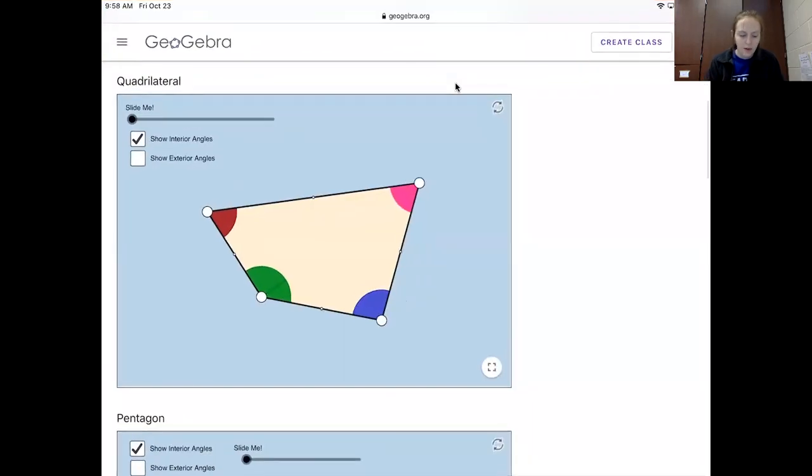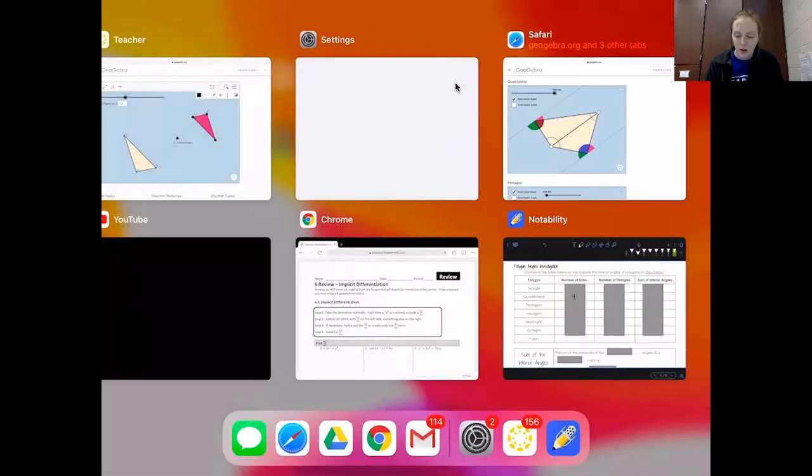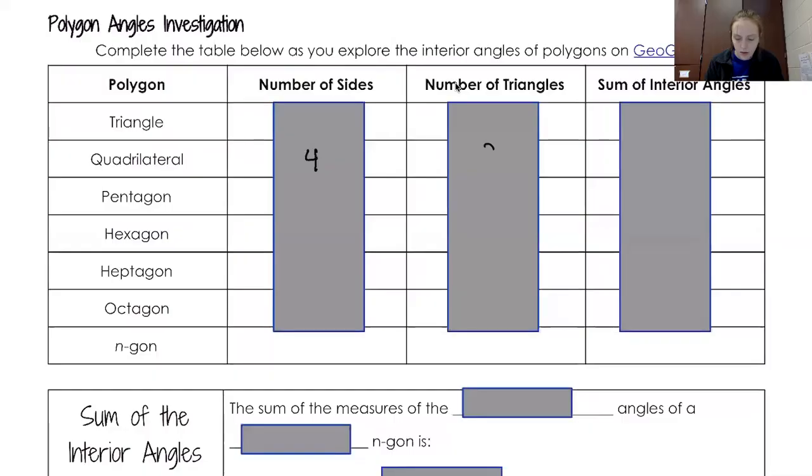Next is the number of triangles created. So if I slide this slider, it says show the interior angles. You can see that it's checked. And if I slide the slider, how many triangles were created? It looks like 2, right? I've got 2 triangles created inside that quadrilateral. So this is 2 triangles created, and the sum of the interior angles is something I have to figure out.